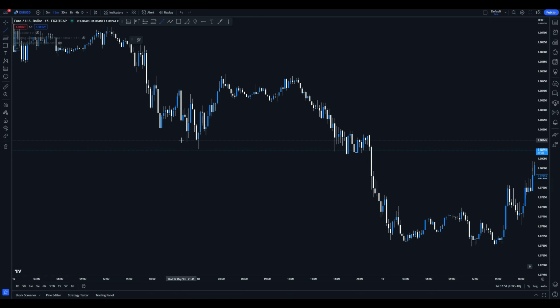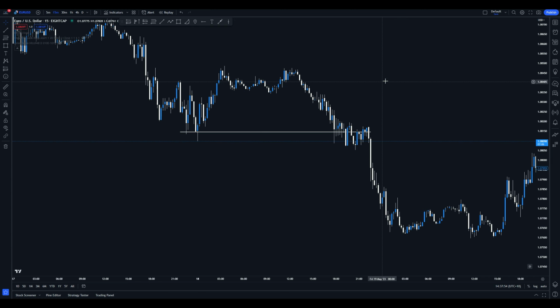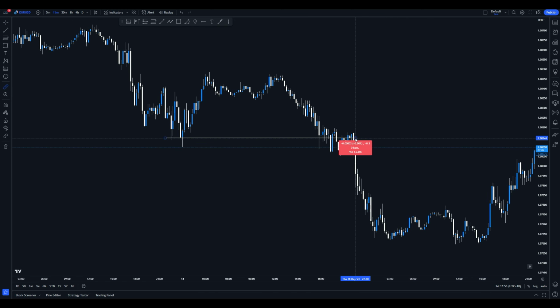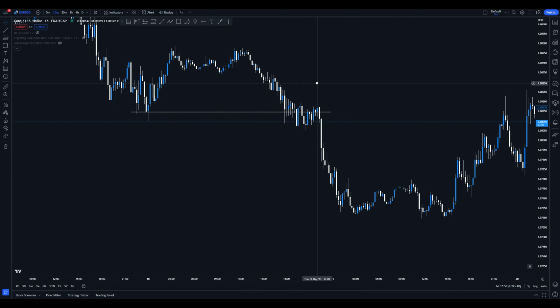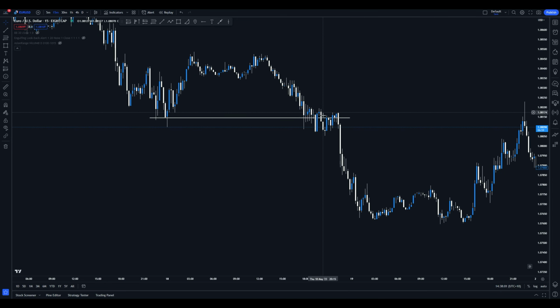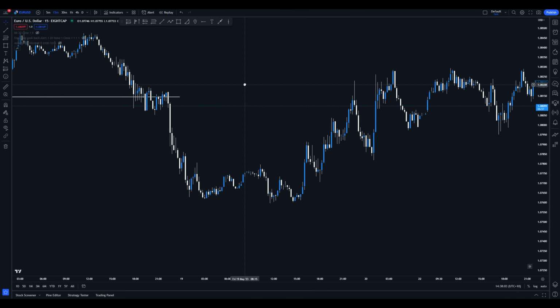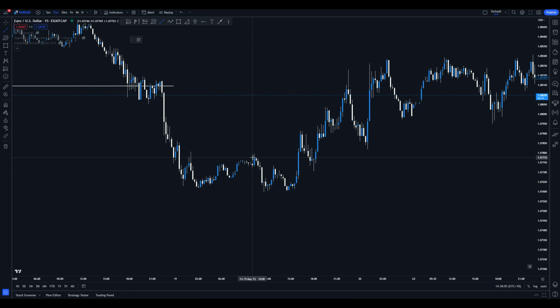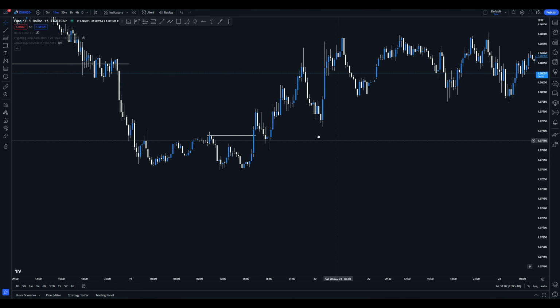So for example, we've got this level here. This is a support level. It pretty much had no respect for this level whatsoever. It had a little bit of consolidation on that area, but broke straight through. And it's the same with these levels we've got here, broke right through.